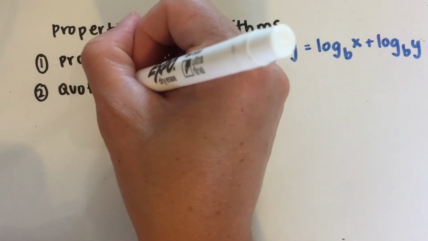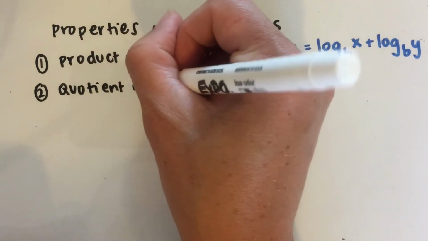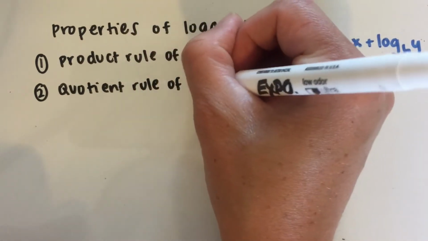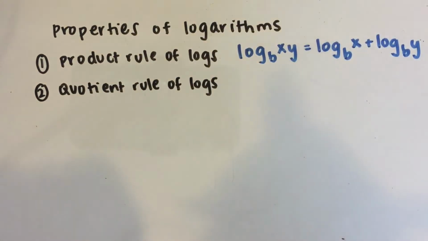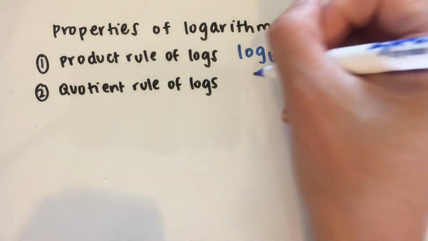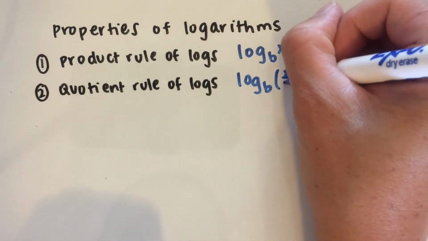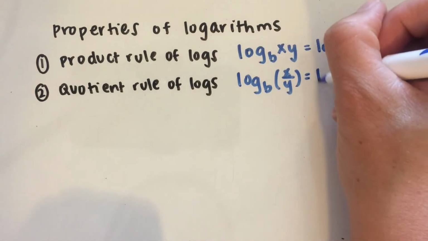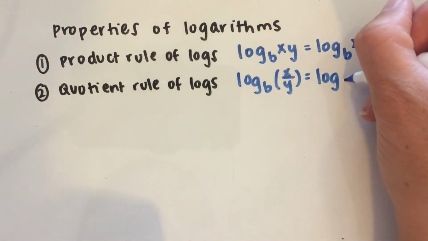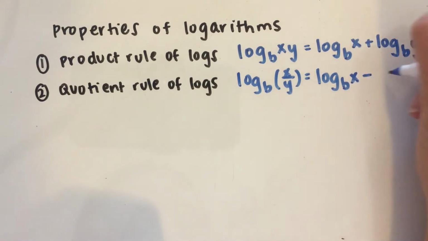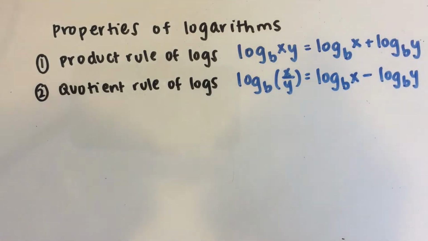Another rule is the quotient rule of logs. And this rule states that if you have log base b of x divided by y, that's the same as log base b of x minus log base b of y. So division becomes subtraction.